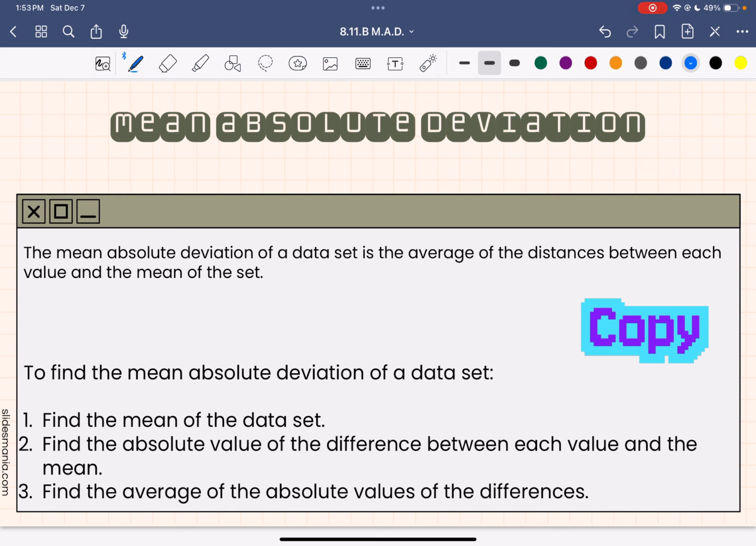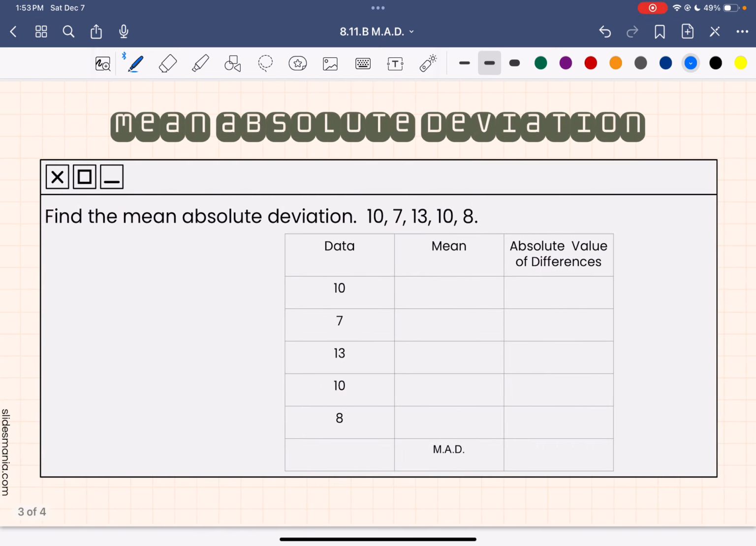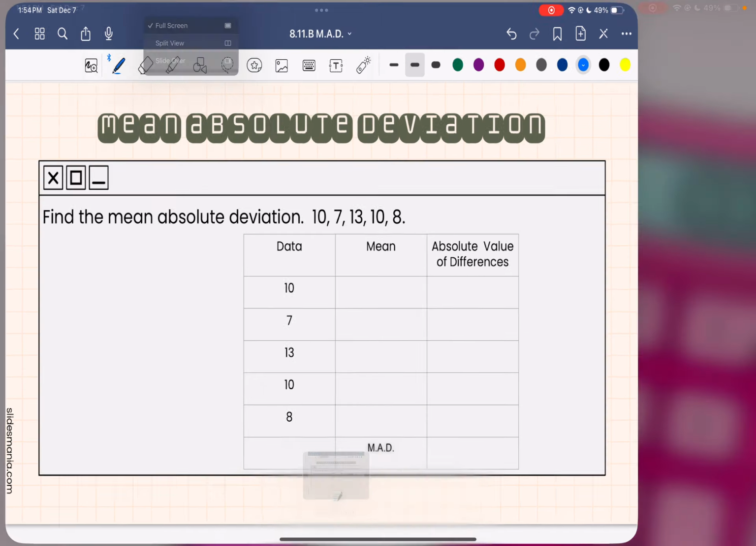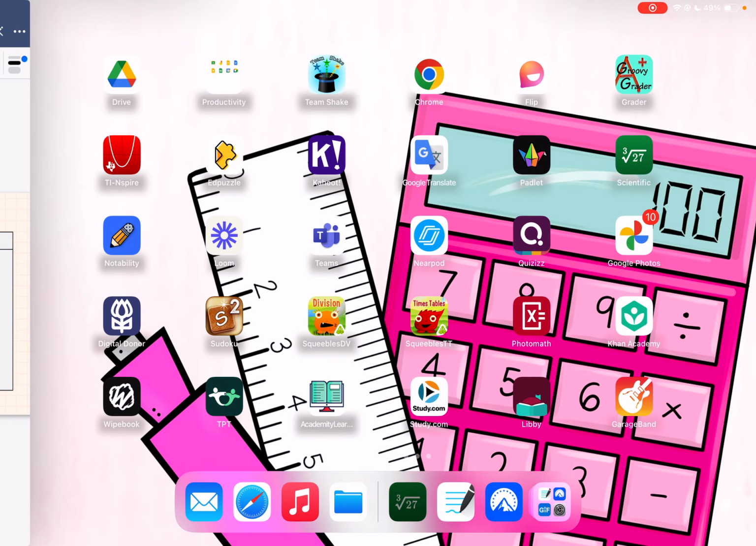All right, guys, well, hopefully you've already copied down these steps. We're going to go ahead and move on. So it says find the mean absolute deviation, and there's only 5 numbers. So let's refresh our memory. Mean just means average, so that means you'll add them up and then divide by the numbers you have. So I'm going to focus on splitting my screen so you can see me enter on the calculator.